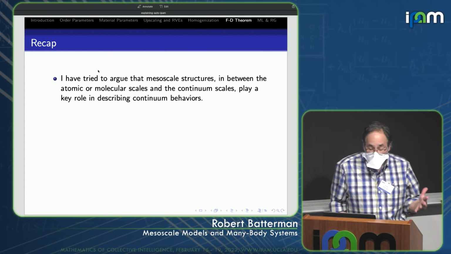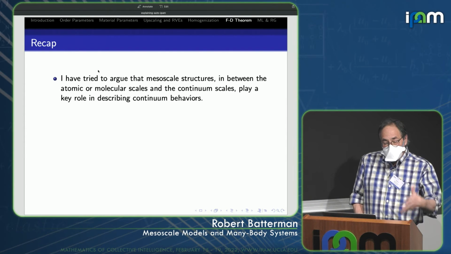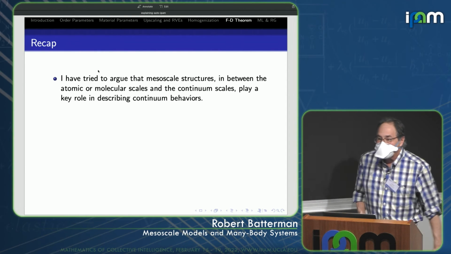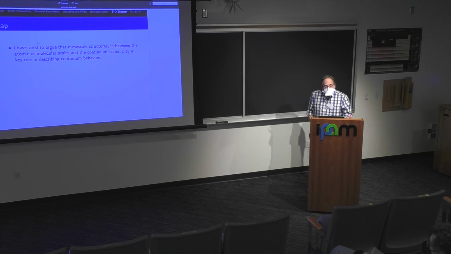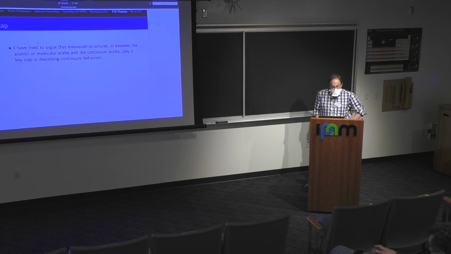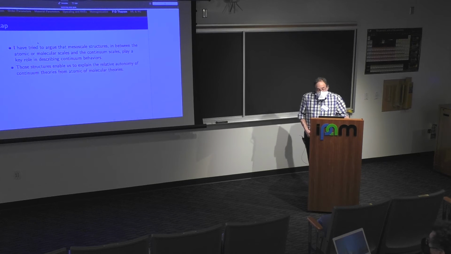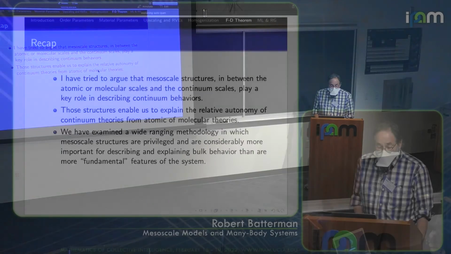So just to recap what I've said so far, before I go on to try to make some connection with this conference by talking a little bit about machine learning and renormalization. What I've tried to do is to argue that there are mesoscale structures in between atomic or molecular scales and the continuum scales that play a key role in describing continuum behaviors. Those structures enable us to explain the relative autonomy of continuum theories from the atomic or molecular theories.